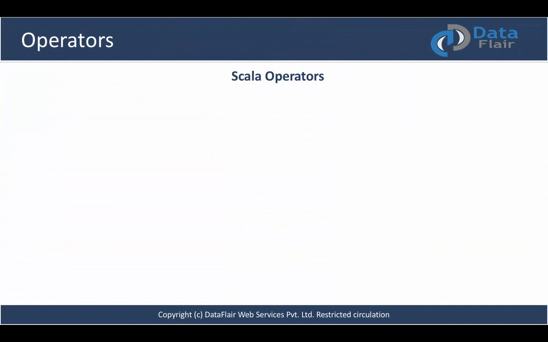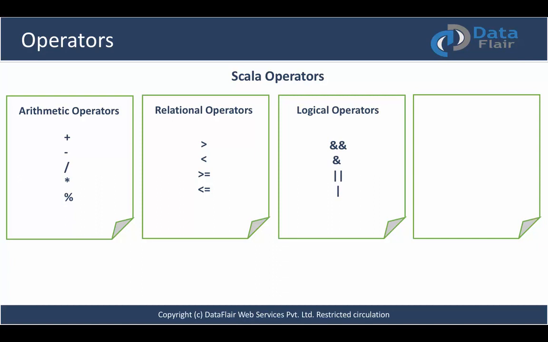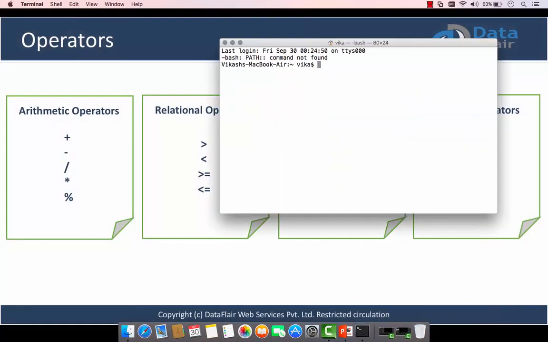Next, we will take a look at Scala's operator classifications. Once again, we have arithmetic operators, then we have relational operators that we have already seen. The other two categories are logical operators and bitwise operators. So let's go ahead, open our Scala REPL and try these. If you are working on Windows, open your command prompt. First, we will open Scala.